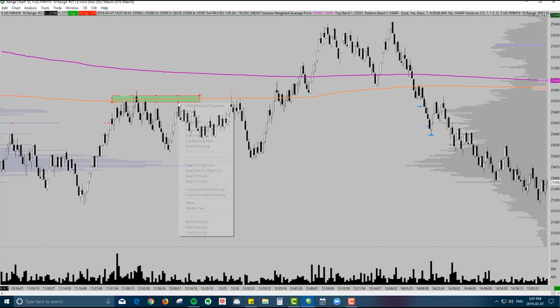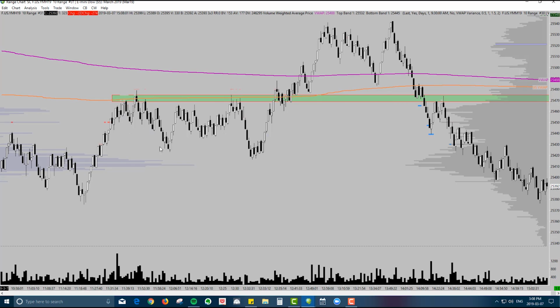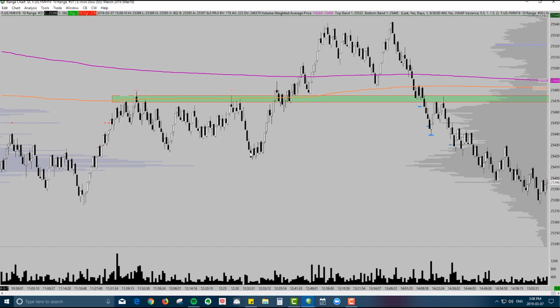Right around that level, if we extend the drawing out, you can have that. And then for support, you can see that we kind of traded down into this level here and found a little bit of buying, and then we sold back down into it, found some buyers again, and rallied out of it. So this can also be considered a pretty good level of support and resistance. And let's extend that through, and we'll extend that to both sides here.